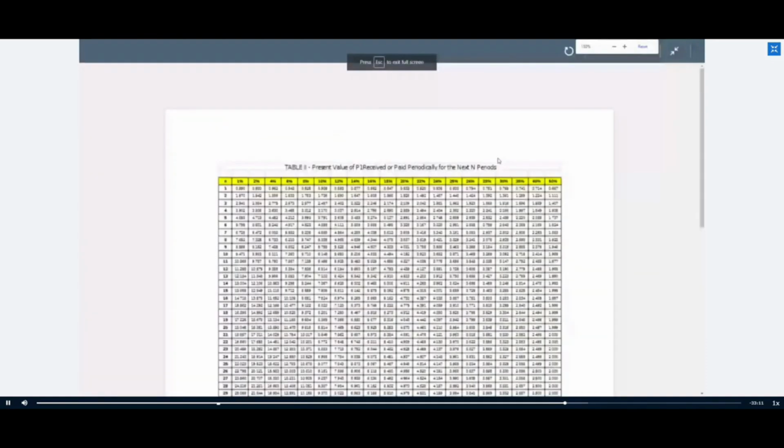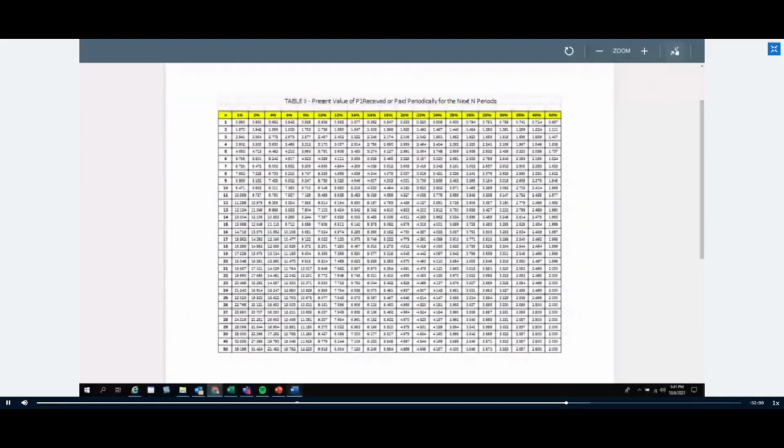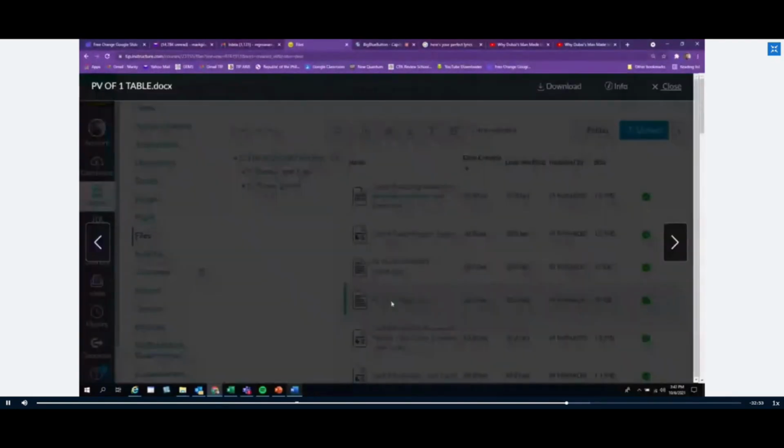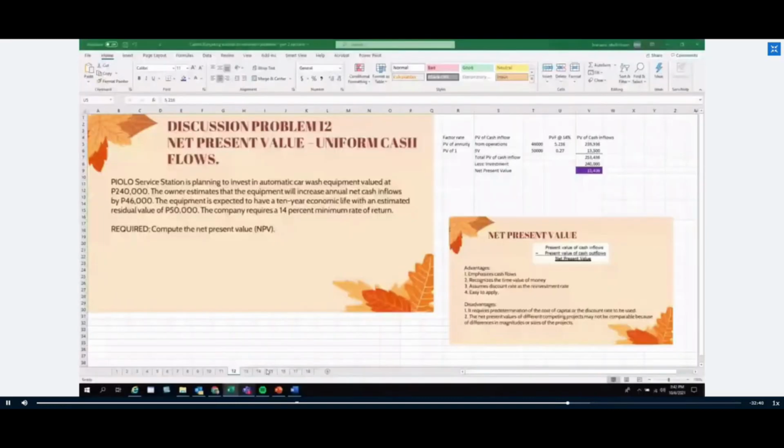Sabi natin 14% and then 10 years. Yan yung life, no? So, that's 5.216. Yung isa pa, yung sa salvage value naman, sabi natin 14%, 10 years, that's 0.217. So that's how to use this table. So going back to problem number 12. So alam na natin kung paano nakuha yan.